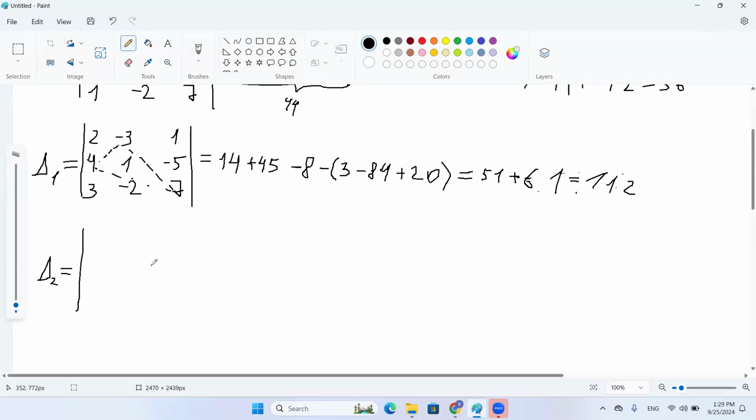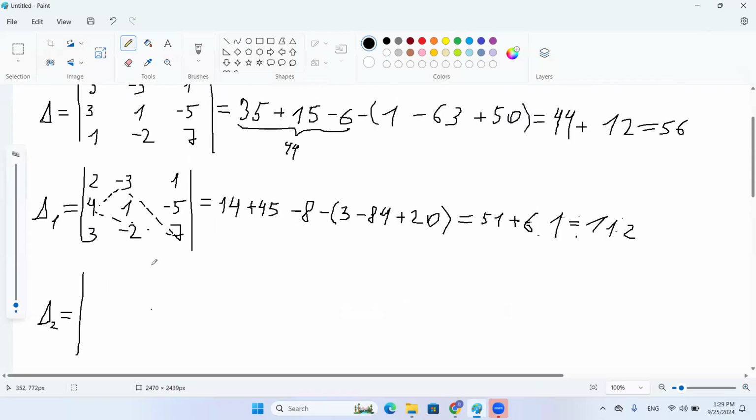Okay, so who wants to be the next? Sophia? Now we need to change the second column by the constant vector, and it will be 5, 3, 1. Oh, here, yeah, 3, 4, let's just 3.